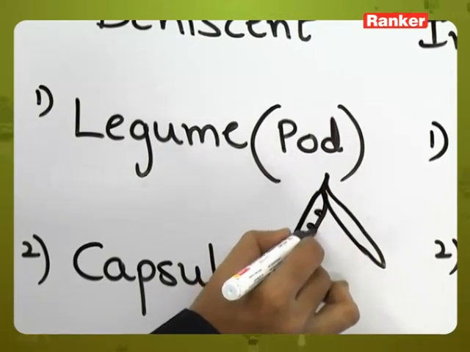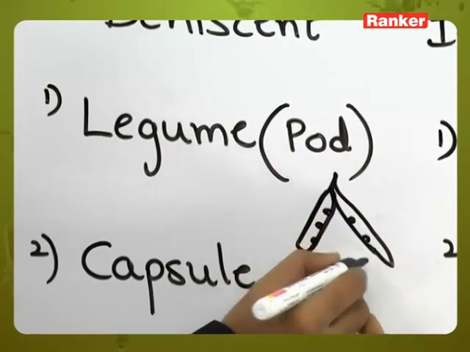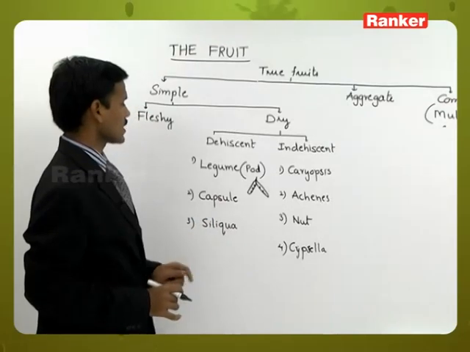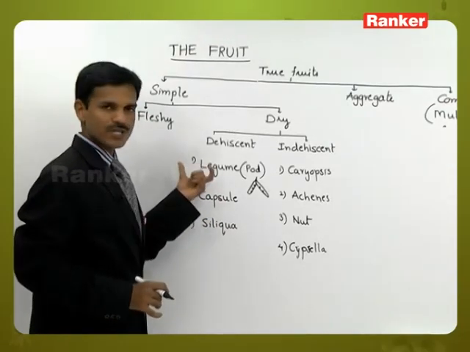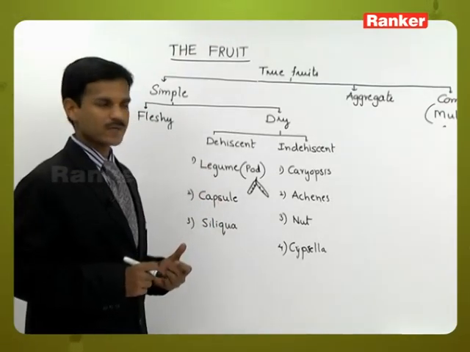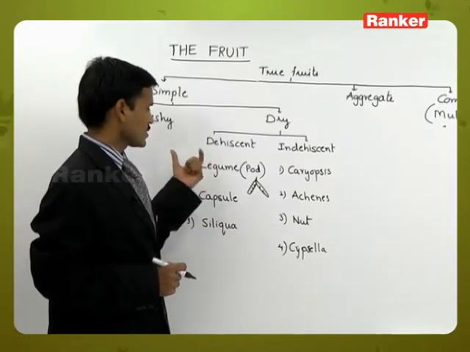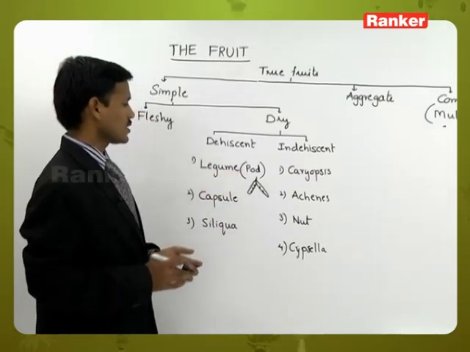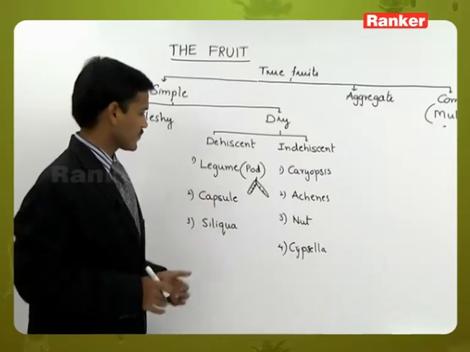So it is dehiscing into two parts and having the seeds. The seeds are liberated outside. A legume fruit is observed in the Fabaceae members, or pea plant. So it is also called a pod. It is breaking into two parts.